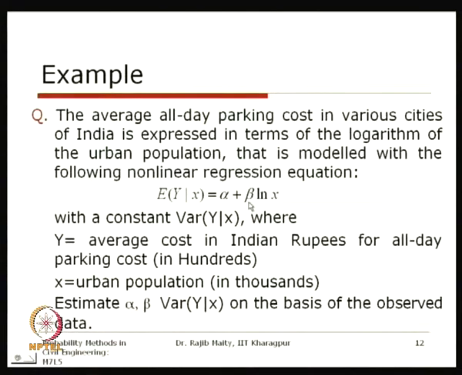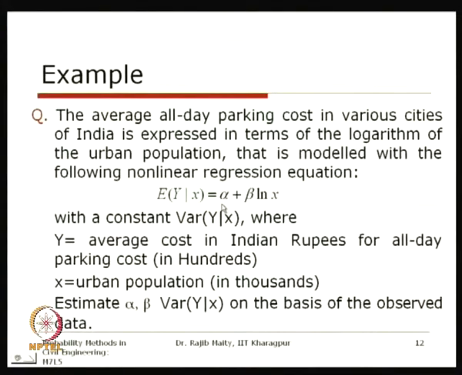As we have said, we first transform the values of the urban population through the natural log function, and then we get a new set of observations in place of x, and then we can follow whatever we have seen in the linear regression equation.